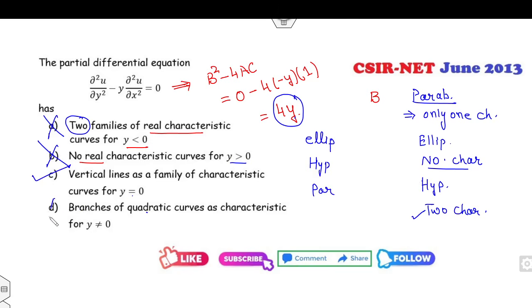Branches are the quadratic curve. When y is non-zero, that's wrong. When y is non-zero, you can choose y less than 0, then no characteristic curve. The right answer is only C. C is the correct answer.